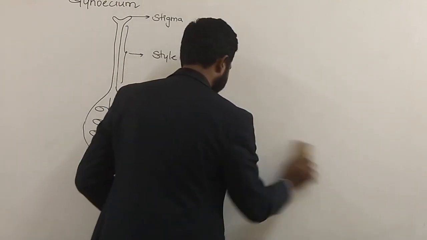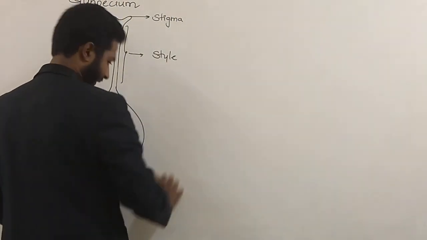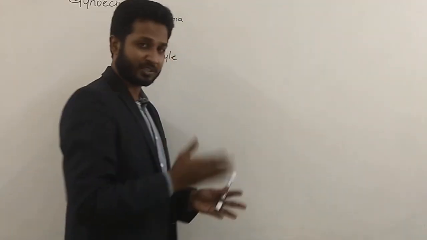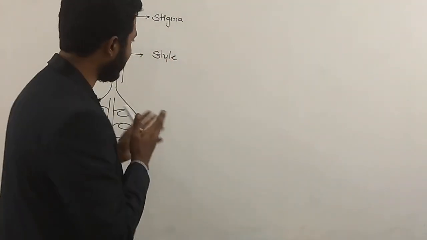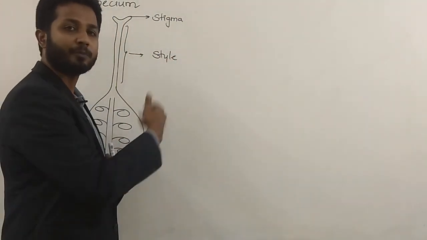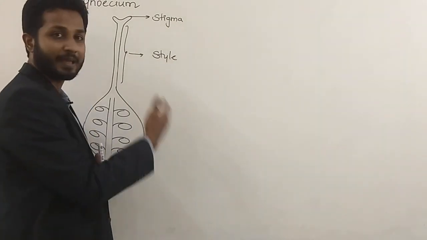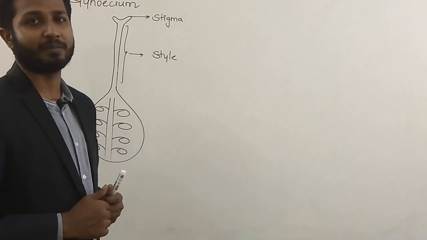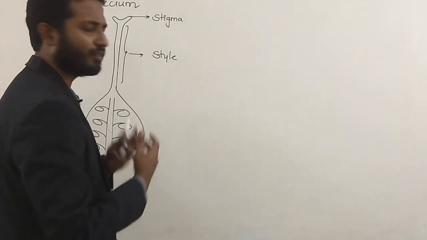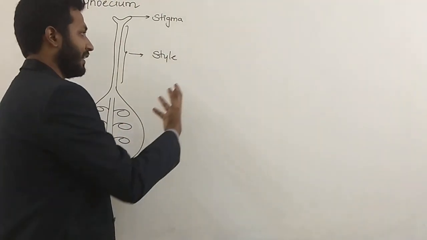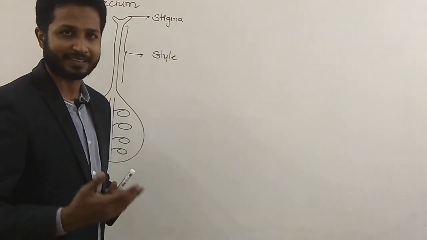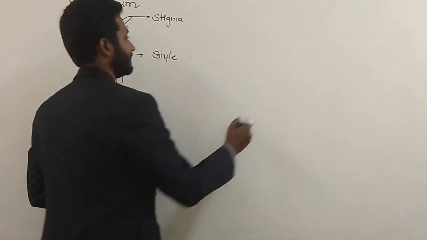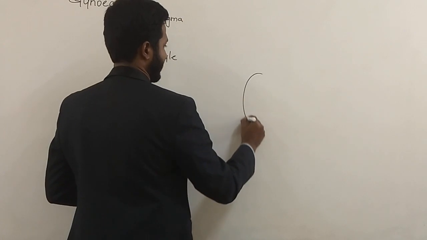It is quite important. If I have to rate cross section of anther and so-called ovule, I would give more preference to ovule because number of labelings are more in ovule and there is less number of labelings in anther. So I would preferably have this been given in examination. So how to draw this? Just draw an egg.